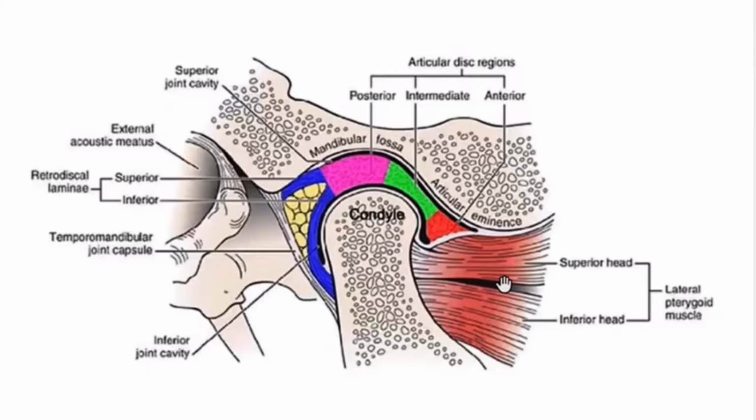We have the capsule and the extension of the capsule, which is the disc. It has a high number of collagen fibers. Also in the articular surfaces, we have a high number of collagen fibers, to adapt to the tension load produced from heavy mastication. This joint is exposed to the highest load in the whole body, reaching up to 3,000 kilopascals in males.